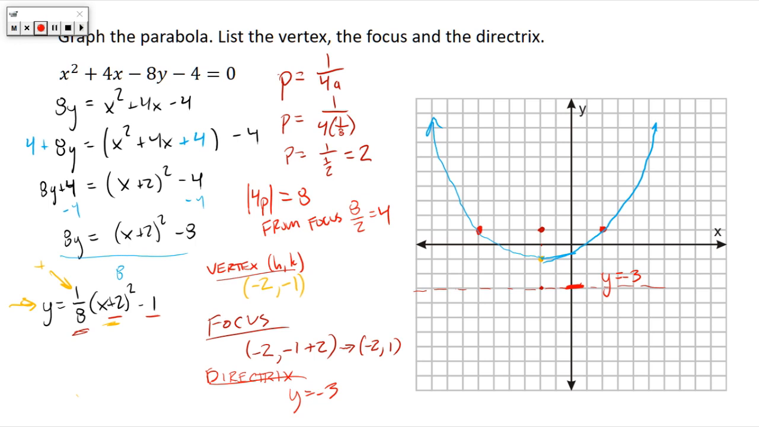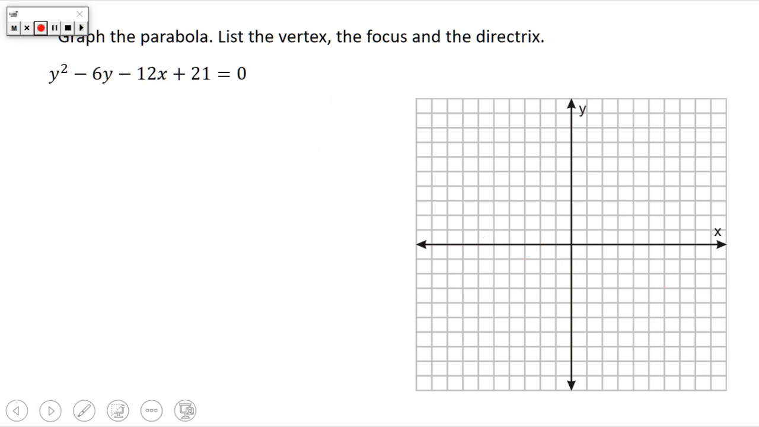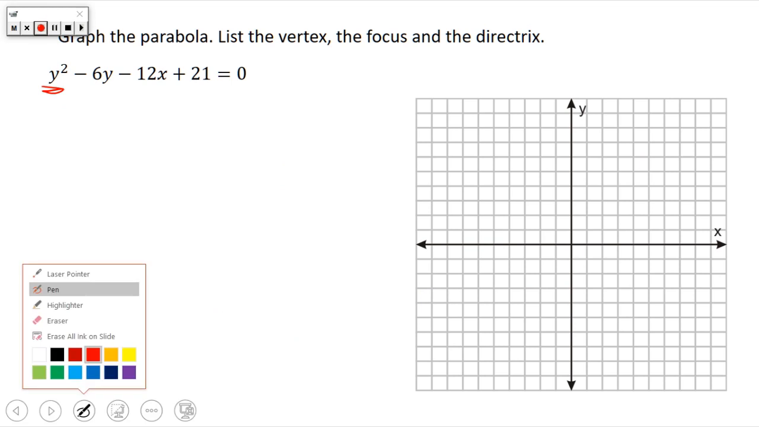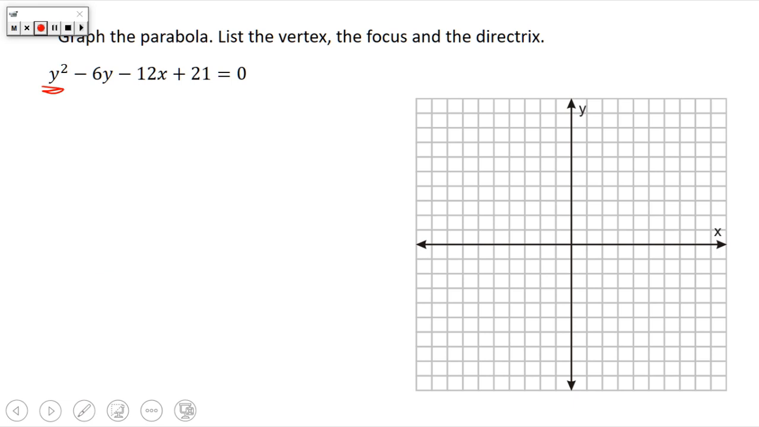I'm going to do another one. This one here, you'll notice has the y term being squared. So this is going to be a sideways parabola. You can tell right away that the process is still the same. We want to rearrange this to solve for x. So we'd say 12x is equal to y squared minus 6y plus 21.